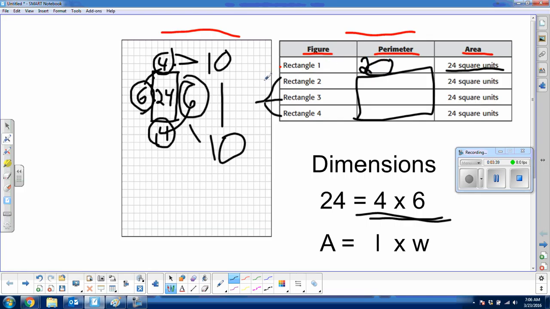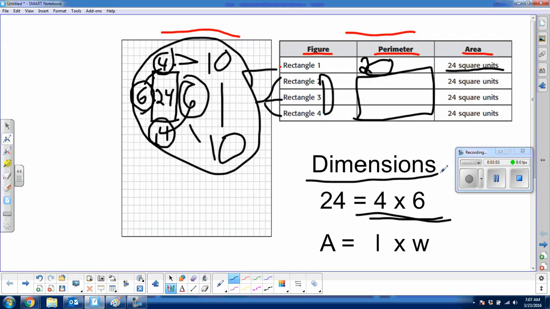Now I've given you the first rectangle with that information right there. What I want you to do is take the paper and figure out the other 3 rectangles for me, please. You can use any type of dimensions that you want. You just have to make sure that the area is 24 square units.